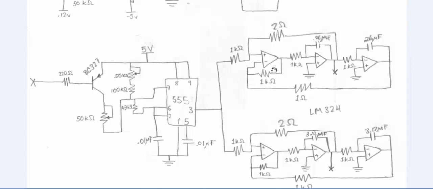So these are biquadratic filters, and you can look on the internet, or well, these are the ones. We will show the calculus later. We used an LM325 integrated circuit that has 4 operational amplifiers. We are using 3 and 3. So this is the high pass filter, the band pass filter, and the low pass filter.